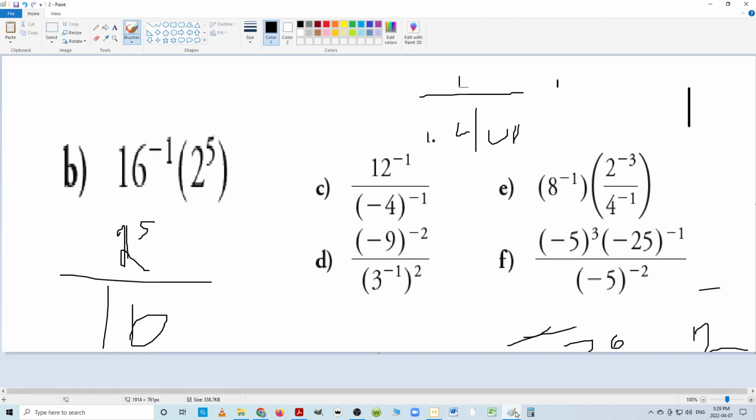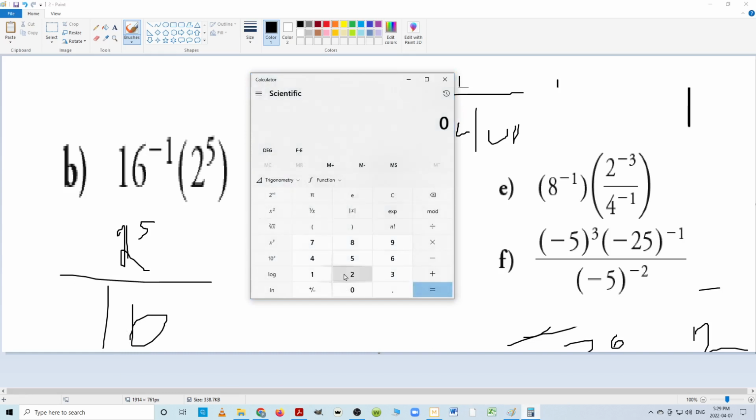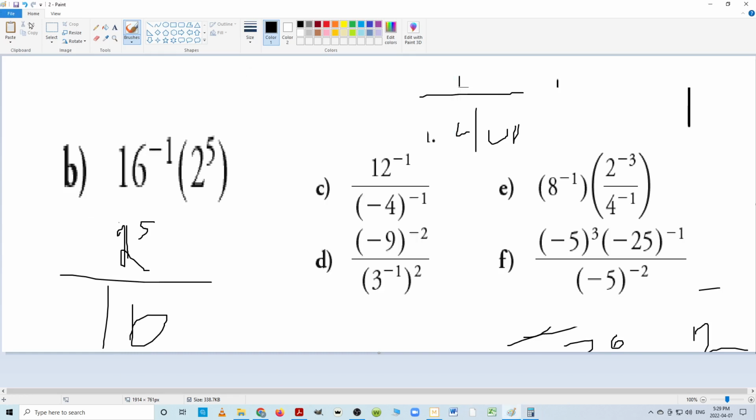What is 2 to the 5? We might as well find out. Well, actually, you know what? Let's save ourselves some time, because 16 can be expressed as 2 to the 4. That's what they want me to do. And I can subtract it. The answer is 2.